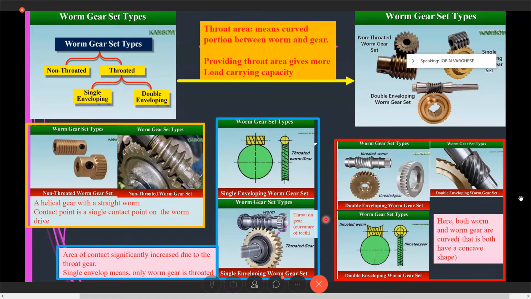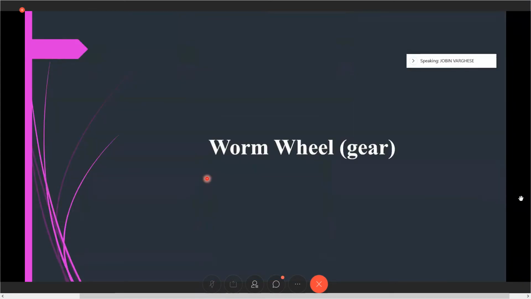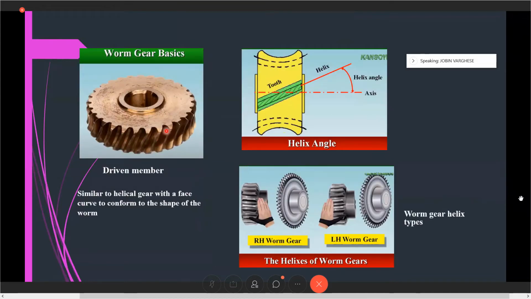And in a normal worm gear arrangement, the worm is the driver and the wheel is the driven one. Usually we take it in such a manner. Now we come to the worm wheel, which Maria explained. In fact, this is the worm wheel and it has a helix angle. These are the teeth. When we draw along the teeth this way, we take the angle as the helix angle. And there are two types, right hand worm wheel and left hand worm wheel.